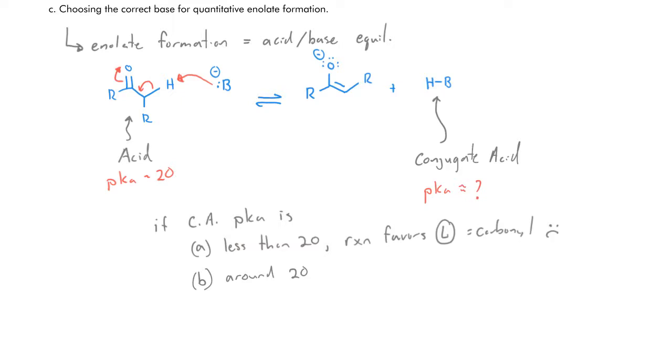Well, that would mean that the conjugate acid had a pKa that was very similar to our acid on the left, our carbonyl. And for that matter, we wouldn't really see a big shift towards either side. We would have a close to 1-to-1 ratio or thereabout. So we wouldn't see 100% conversion to one side or the other. This is also not a desirable situation.